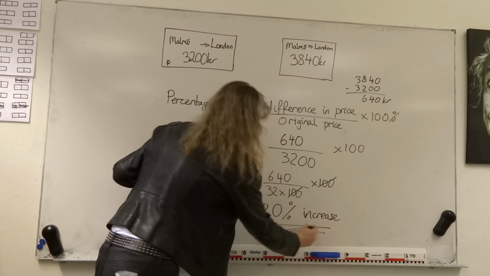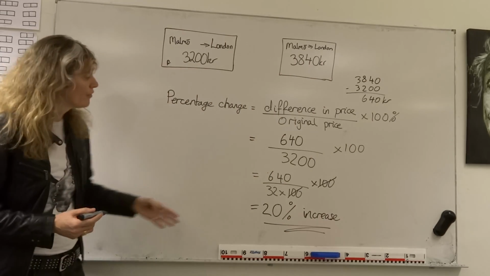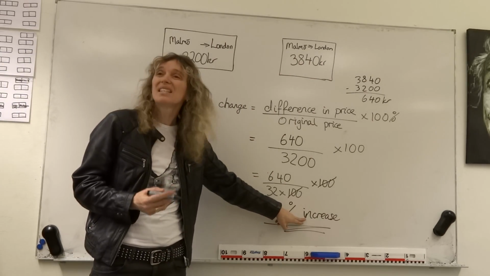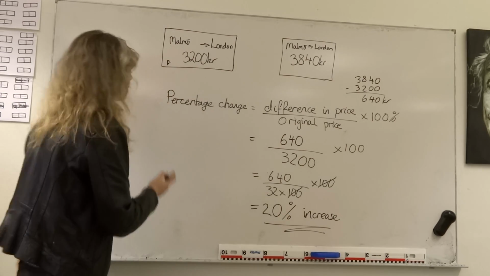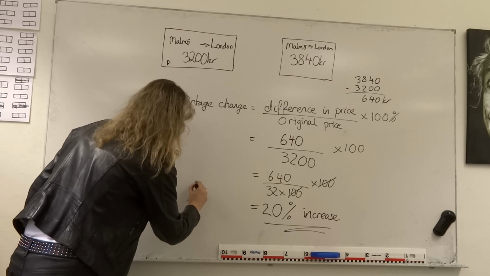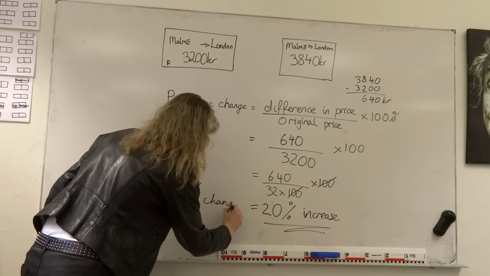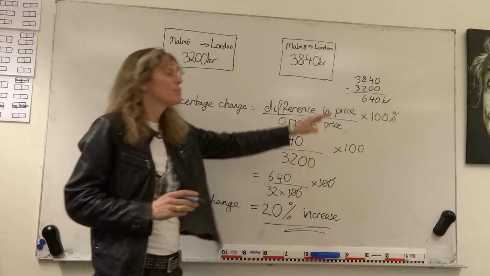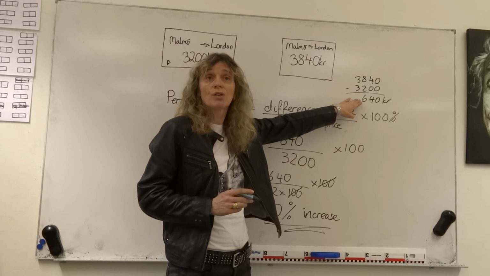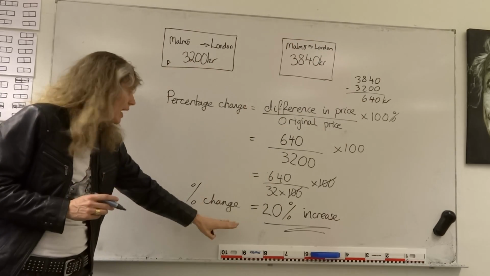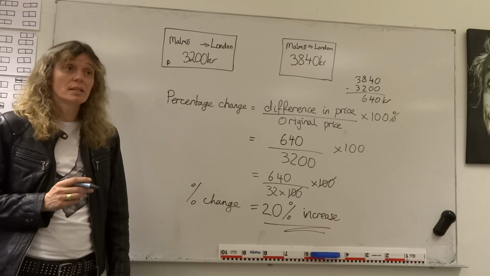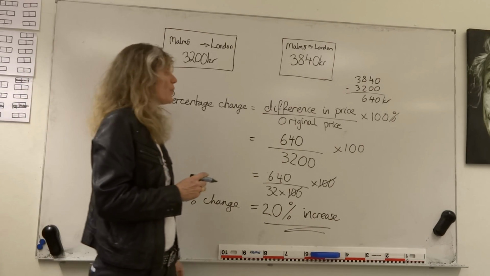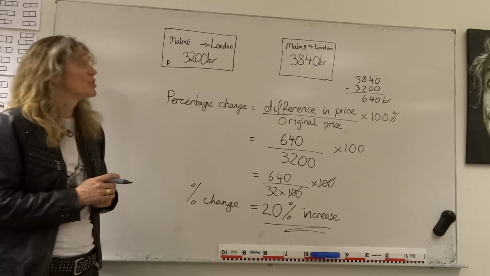in ticket price. And notice that I finish it off with 20%, but then I say whether it was an increase in price or a decrease in price. And so here we have it, percentage change equals. The price difference was 640 kronor, but the percentage change was 20%. 20% is quite a lot, isn't it? But it does depend on what the original price was.